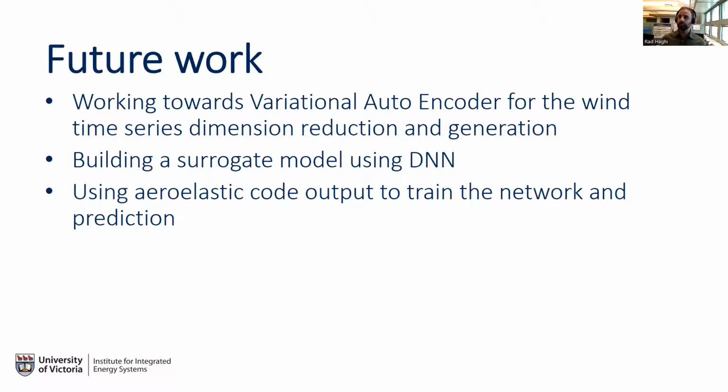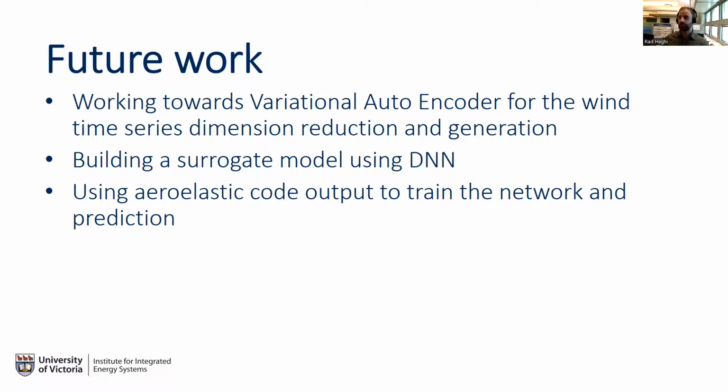In future work, what we want to do is work towards a variational autoencoder for wind time series in order to reduce the dimension and also to start generating wind. So instead of using TurbSim to generate wind time series, we want to use our own variational autoencoder. The reason behind that, if we succeed in that, is that we're going to have the ability to control the random variables that we put in.